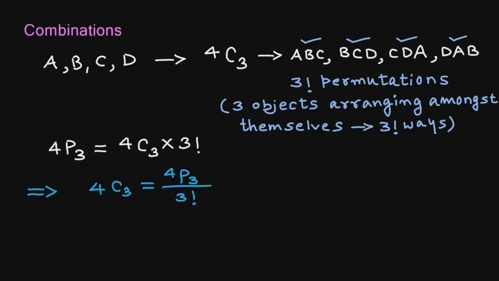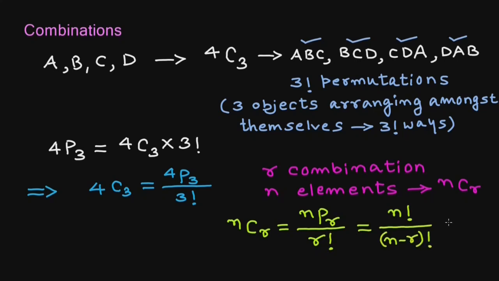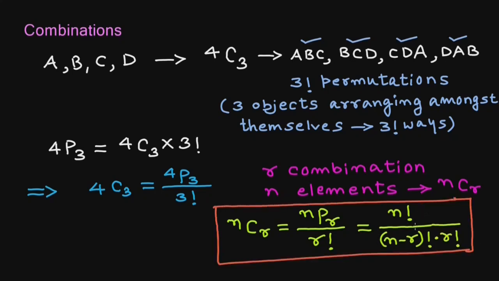So from these 3 examples, we can write that r combinations out of n total elements is nCr, and this nCr is nPr, permutations of n objects taken r at a time, upon r factorial, which is n factorial upon (n minus r) factorial, according to the formula of permutations, into r factorial. So this is the formula for combination: n factorial upon (n minus r) factorial into r factorial.